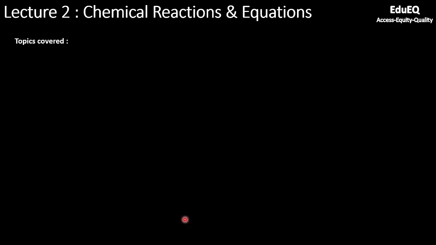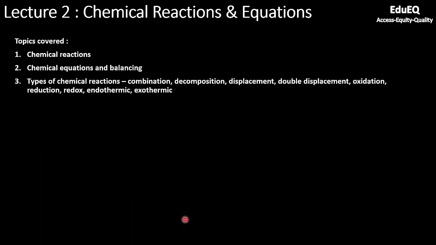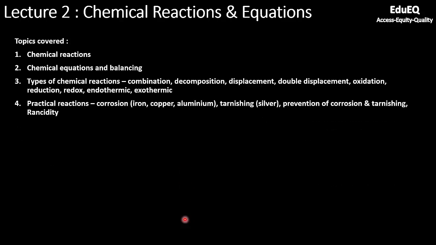Okay, so with this we come to the end of the first chapter, chemical reactions and equations. I will just summarize what we have covered so far in this chapter. First, we went through different chemical reactions, chemical equations and balancing, types of chemical reactions: combination, decomposition, displacement, double displacement, oxidation, reduction, redox, endothermic, exothermic. Then we also saw some practical oxidation reactions like corrosion in iron, copper, aluminium, tarnishing of silver, how to prevent corrosion and tarnishing, and finally rancidity.